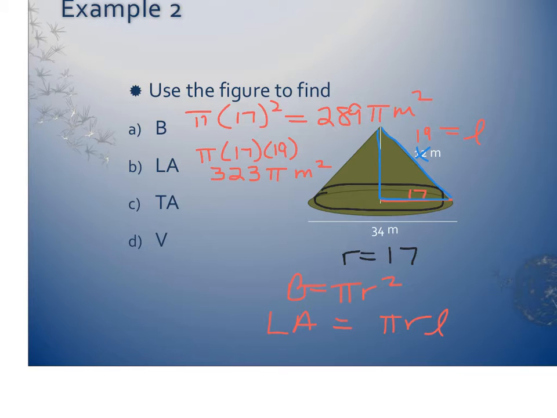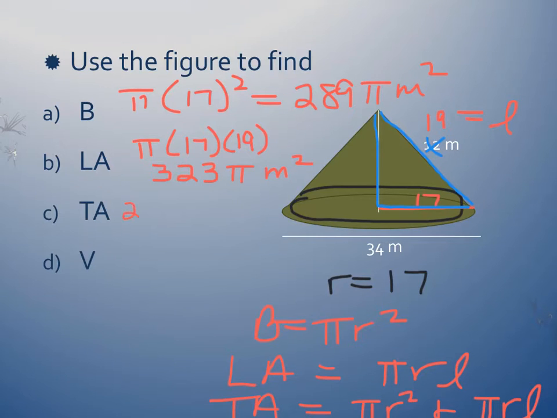Now for the total area, this is where I'm going to take the area of my base. So total area down here, pi r squared plus the lateral area, pi r l. So my base area was 289 pi plus the 323 pi for my lateral area. I'm going to add those two numbers, and my total area will be 612 pi meters squared.